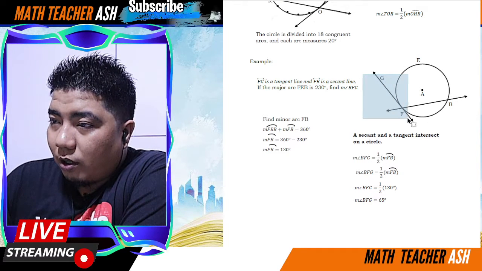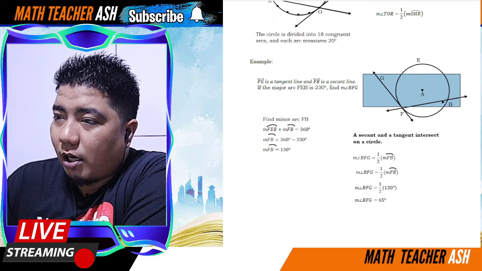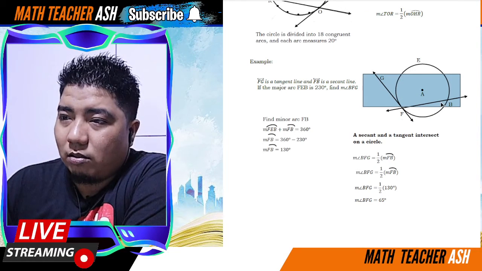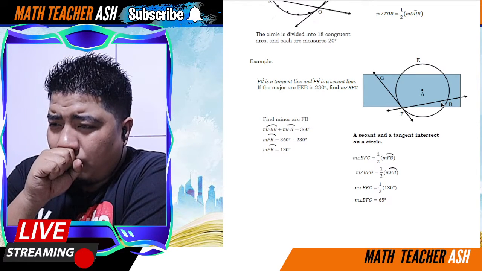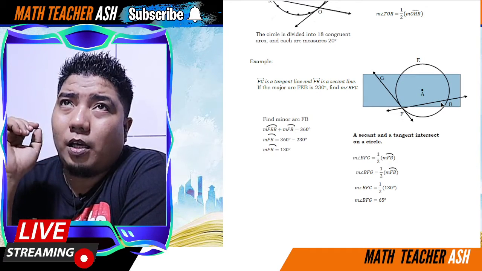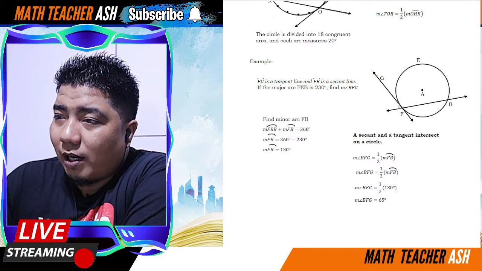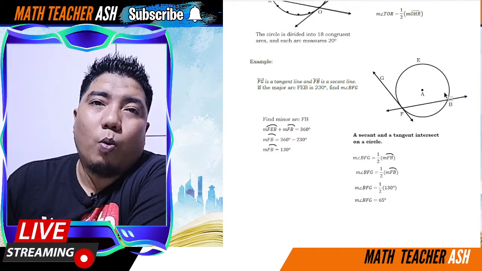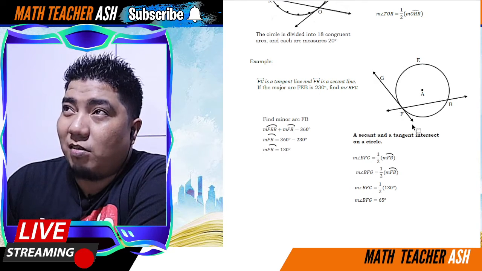Ito yon, ito yon na angle. Okay? So, ito yung intercepted arc. Now, if FEB is already 230, half of that, half of 230 is 115. So, therefore, this one is 115. BFG, 115. Now, if may letter pa dito, let's say A.